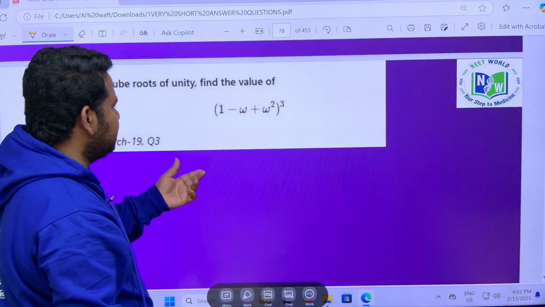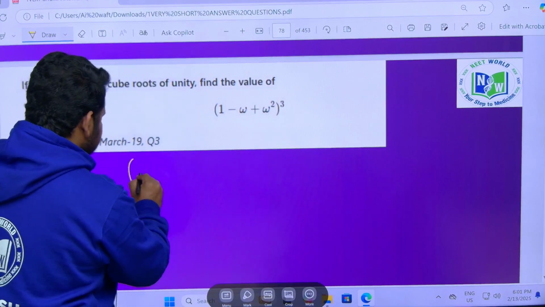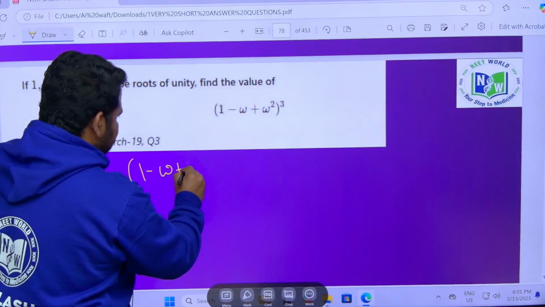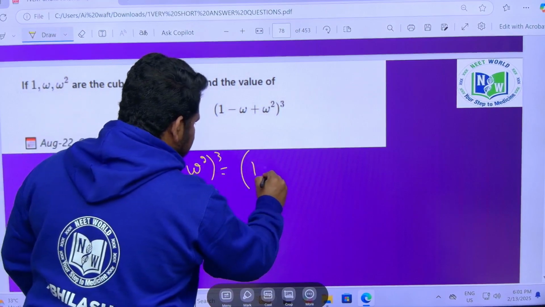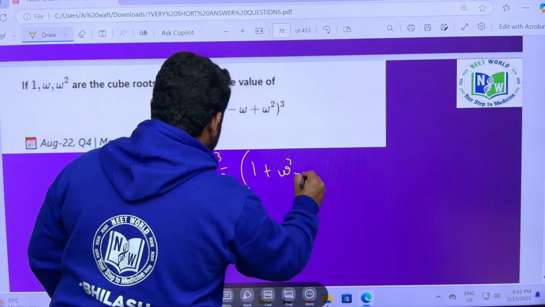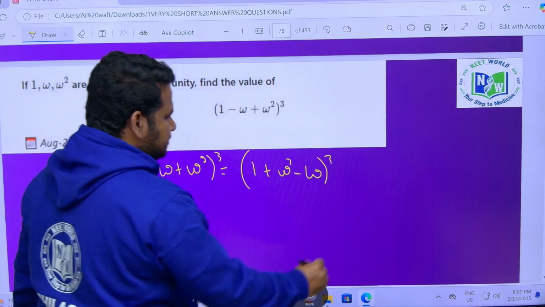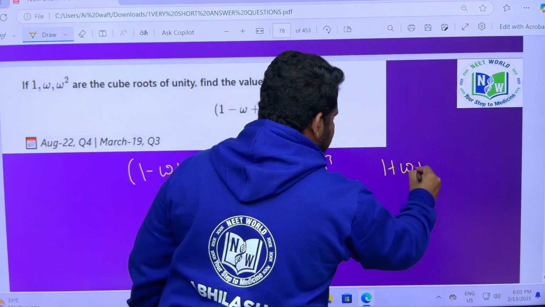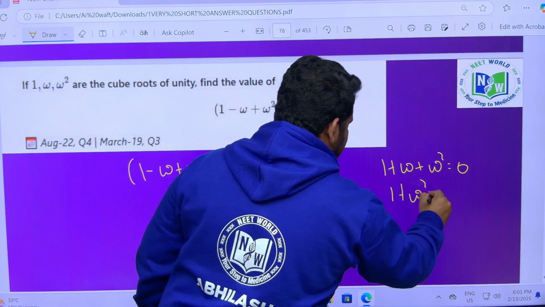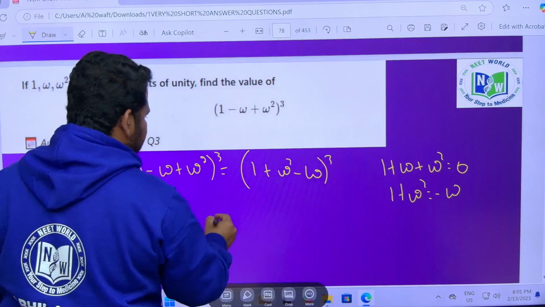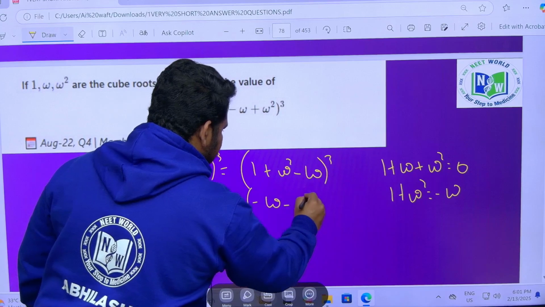They are asking us to find the value of (1 minus omega plus omega square) whole cube. This I will rearrange as (1 plus omega square minus omega) whole cube. Okay, so what is 1 plus omega square? See, by cube roots of unity 1 plus omega plus omega square is equal to 0. Then 1 plus omega square will be equal to minus omega. So here again minus omega whole cube.